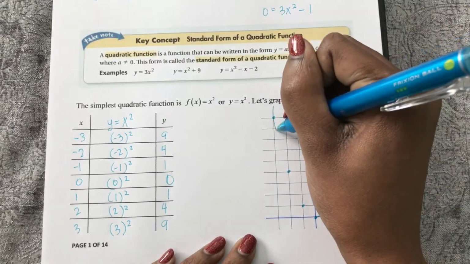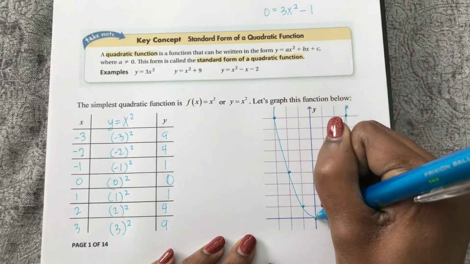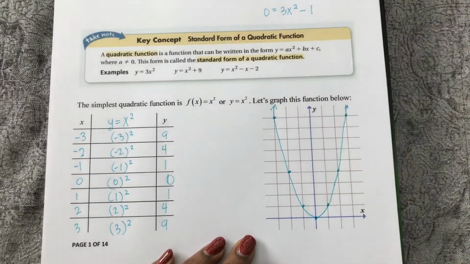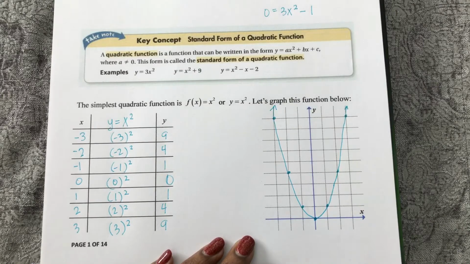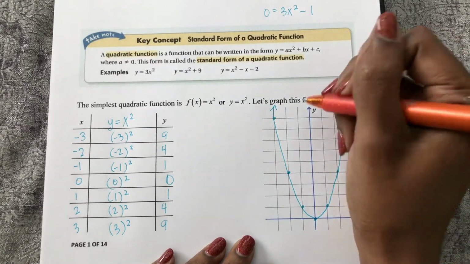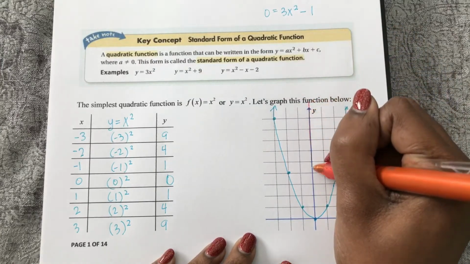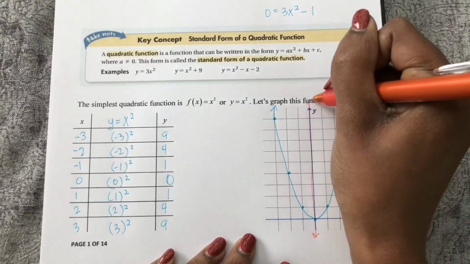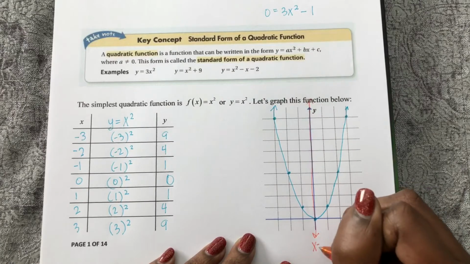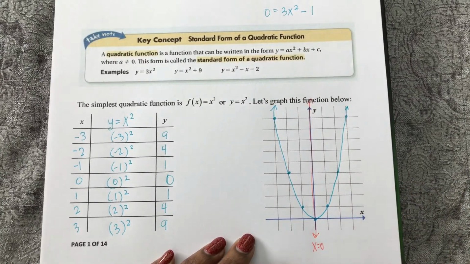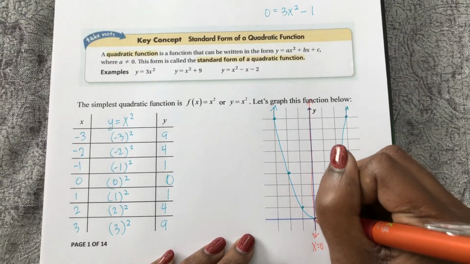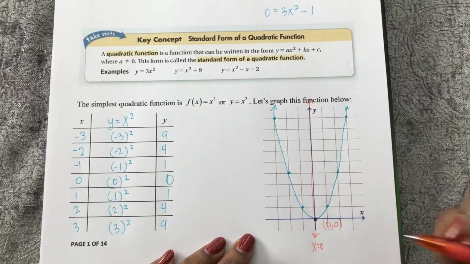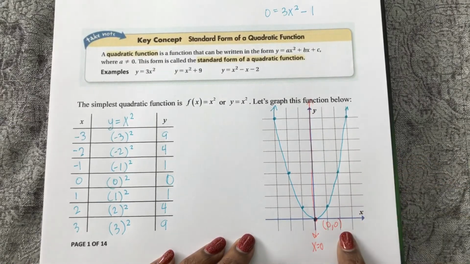And we'll see that all quadratic functions create this U shape here. And we notice that that U shape is symmetrical across an axis in the middle. This axis is x equals 0 for this one. And the lowest point here is 0, 0. That is our vertex.